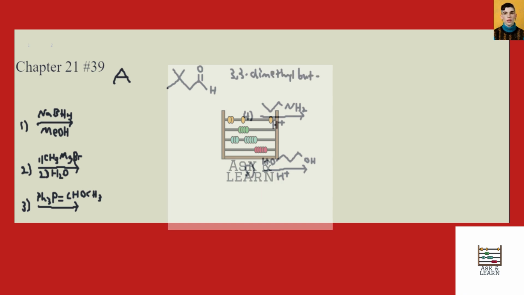Okay, and so A is a 4-carbon chain ending in an aldehyde, so it's going to be butanal, and we have 2 methyl groups at carbon 3, and so this will be 3,3-dimethyl butanal. So 3,3-dimethyl butanal. Okay. And so when we treat A with sodium borohydride and methanol, we're going to get reduction of the aldehyde to an alcohol. So the product there will be this one.